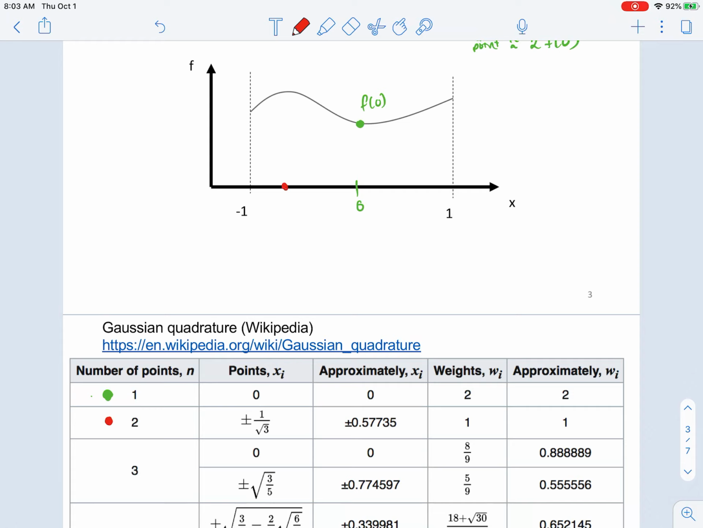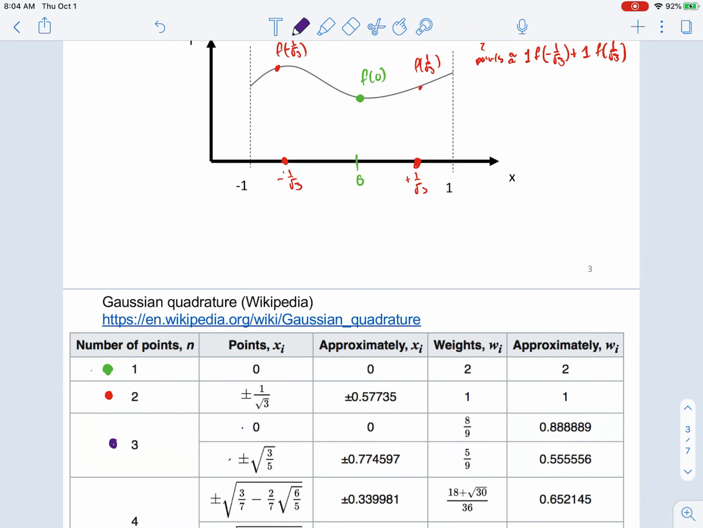If you have two function evaluations, if you want to evaluate the function at 2 points, your best points are plus or minus 1 over square root of 3. So minus 1 over square root of 3 and plus 1 over square root of 3, and this is the corresponding value, f at 1 over square root of 3, f at minus 1 over square root of 3. So if you have 2 points, then your best approximation is, and the weights are 1. So 1 times the function at minus 1 over the square root of 3 plus 1 times the function at 1 over the square root of 3.